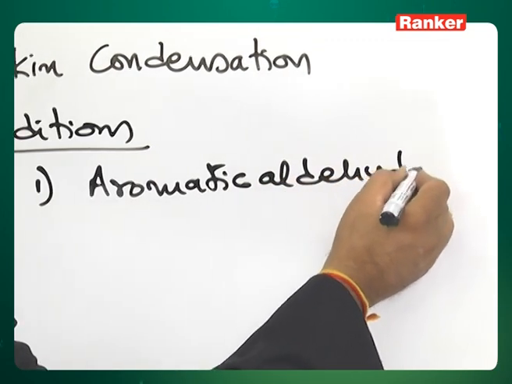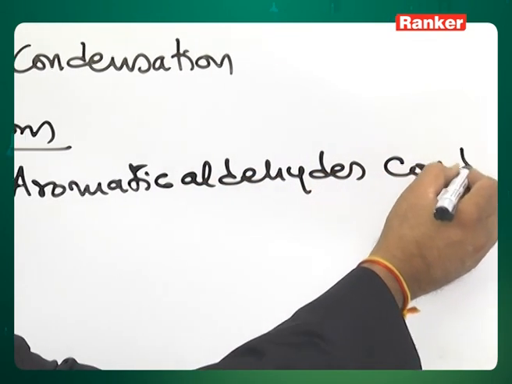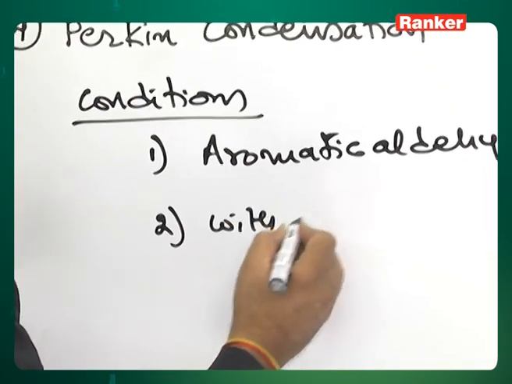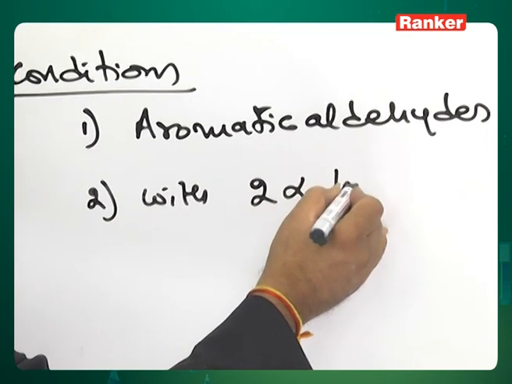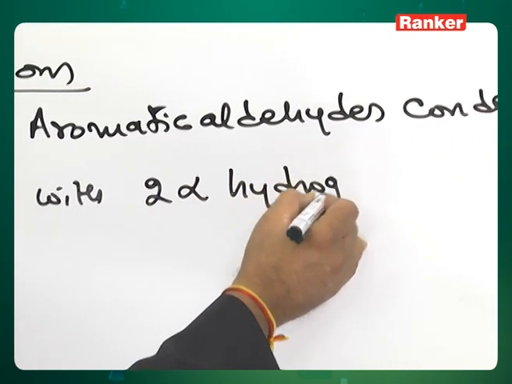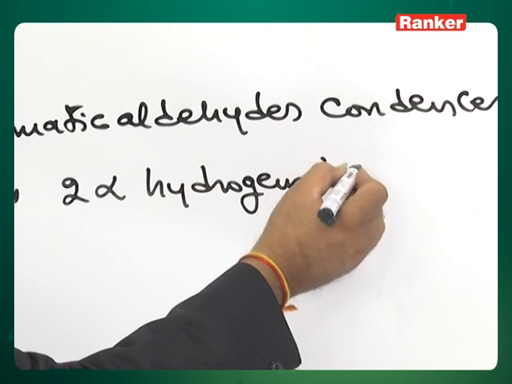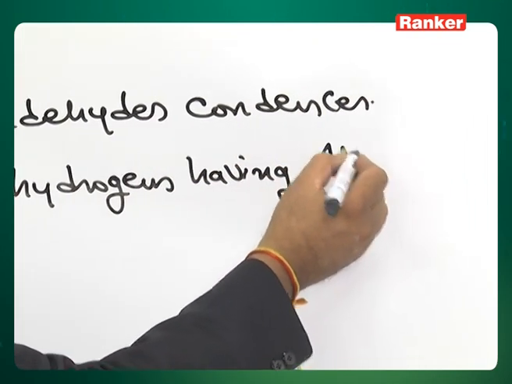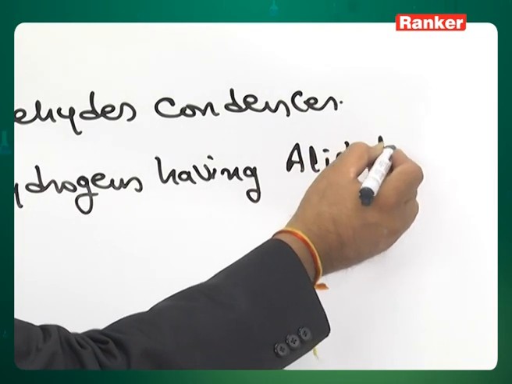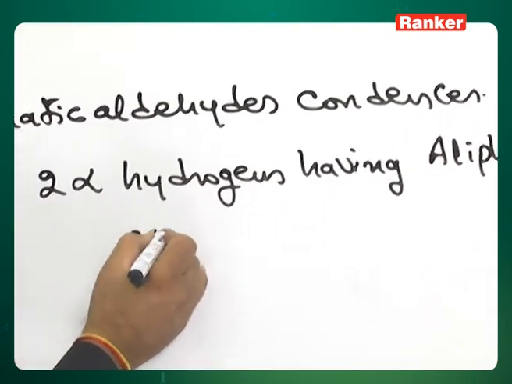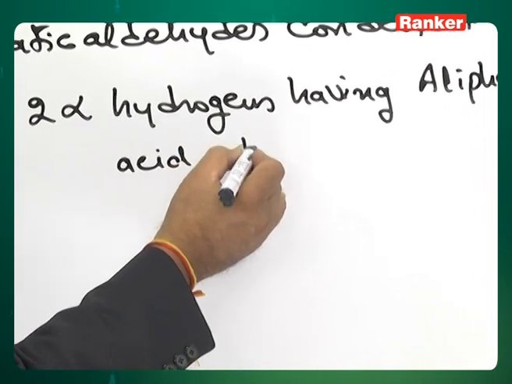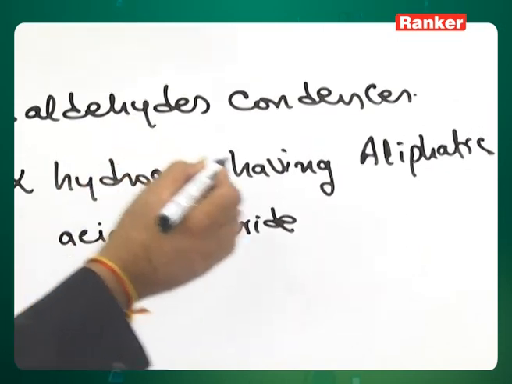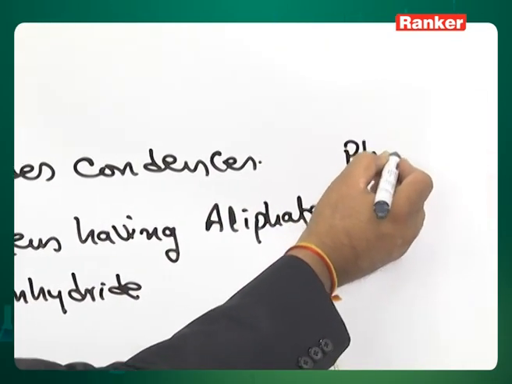Aromatic aldehydes condense with aliphatic acid anhydrides having 2 alpha hydrogens. Acid anhydrides. Let us take one example of the aromatic aldehyde, standard example benzaldehyde.